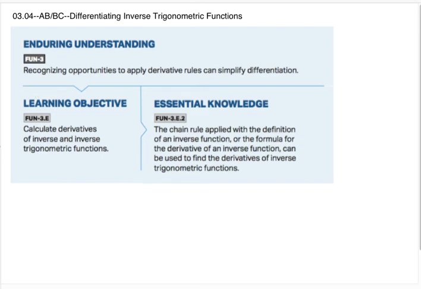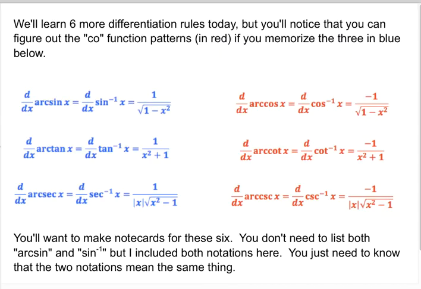All right, this is AP, AB, and BC Calculus. We're doing Unit 3, Section 4, which is differentiating inverse trigonometric functions. All right, so we're going to go ahead and learn 6 more of the differentiation rules today.